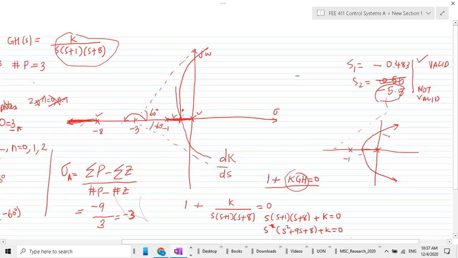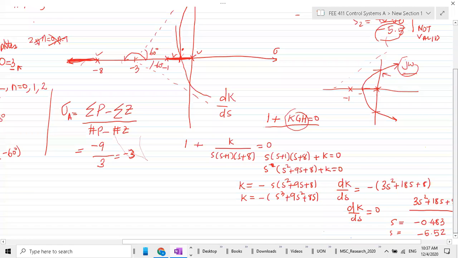We don't know where they intersect the j omega axis. So we need to find this point. And you already know that. You know how to find this point, right? From what? From the Routh-Hurwitz criteria. So what's this point?